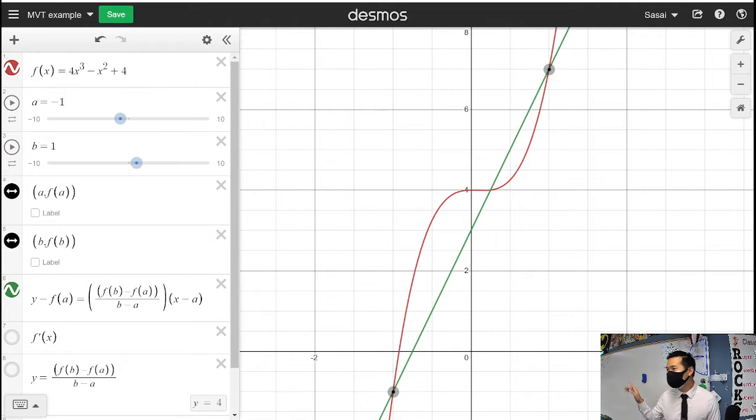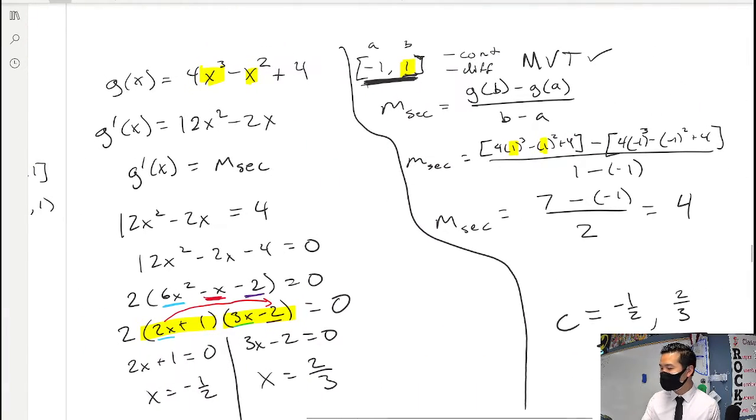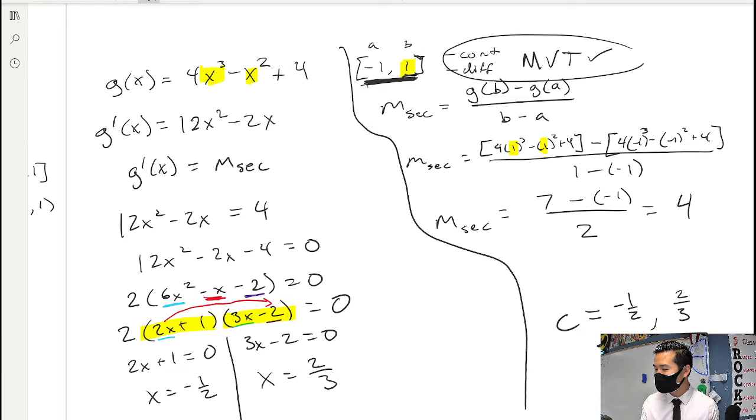Do you see the secant line? The red line's the function, the green line's the secant line. What I'm saying is that there is a tangent line that is parallel that needs to exist. Can you picture it? In fact, we were able to solve this last time. How many did we find, by the way? Let's go back at our notes. 2. We found 2. So we proved that the mean value theorem applied, right? Because it was differentiable and it was continuous.